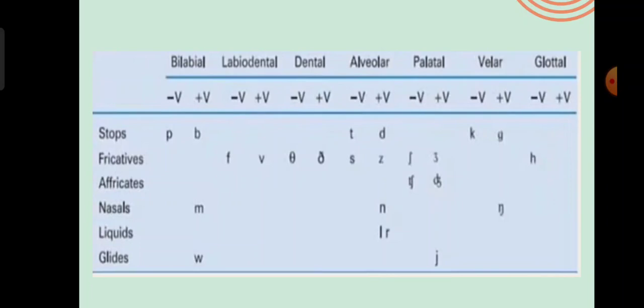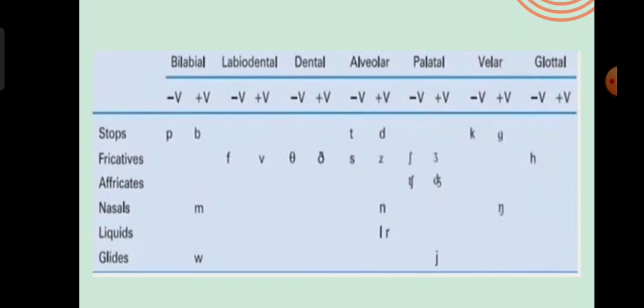Next is nasals. When the velum is lowered, the airstream is allowed to flow out through the nose. Liquids: the L sound is called a lateral liquid and is formed by letting the airstream flow around the sides of the tongue as the tip of the tongue makes contact in the middle of the alveolar ridge.